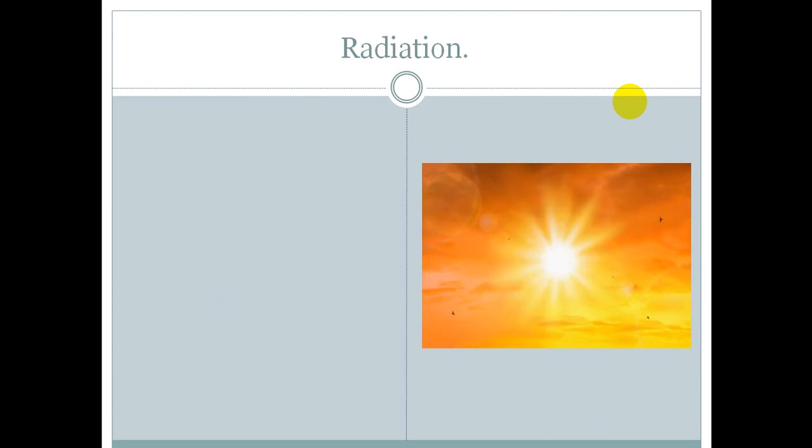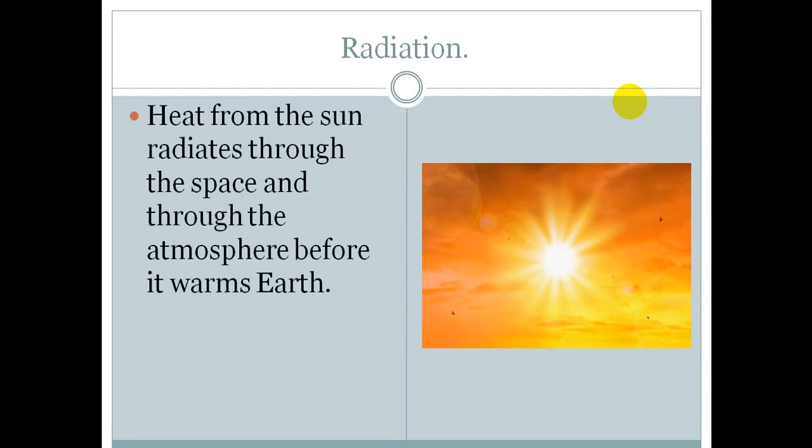The main source of heat, as we said before, on Earth is the heat of the sun. Heat from the sun radiates through the space. There is no matter in the space, and through the atmosphere before it warms Earth. On Earth there is air, but before reaching Earth it radiates through the space and through the atmosphere. So it's radiation.